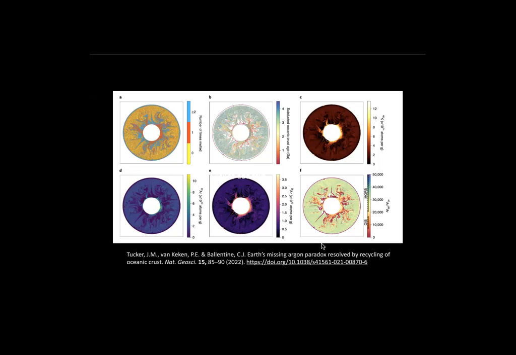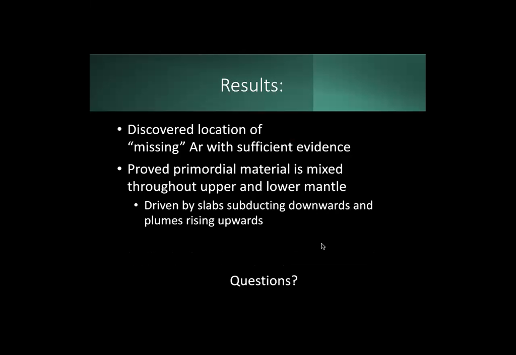So in summary, the missing argon was found in the ancient subducted slabs, and it got there because of the potassium decaying to argon when it's in the mantle. And as a result of this study, it was proven that the mantle is not stratified, and that there's actually a lot of mixing that happens.